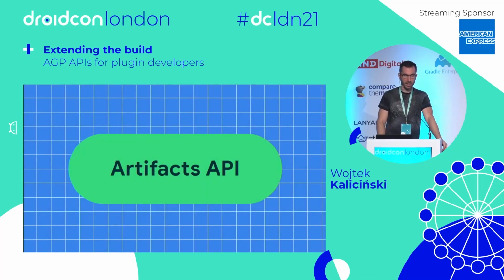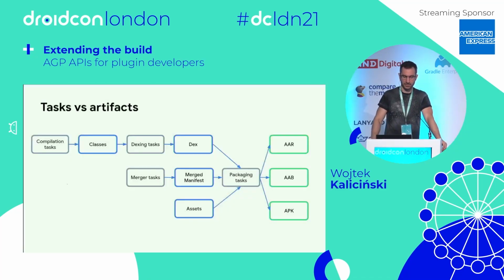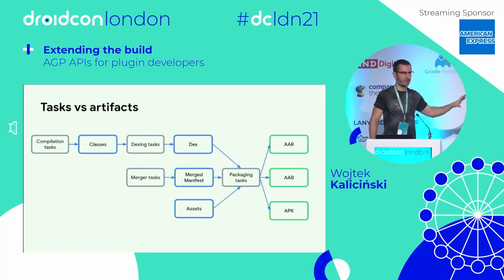So let's talk about why we have this and what it gives you. To start talking about it, let's go back to this, a fake graph, by the way. This is more or less what can happen in a typical AGP build, but it's way simplified. So don't feel like I'm telling you how AGP works here.